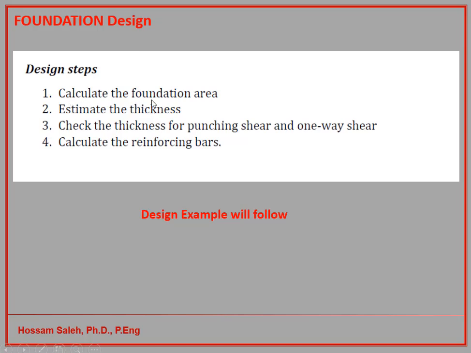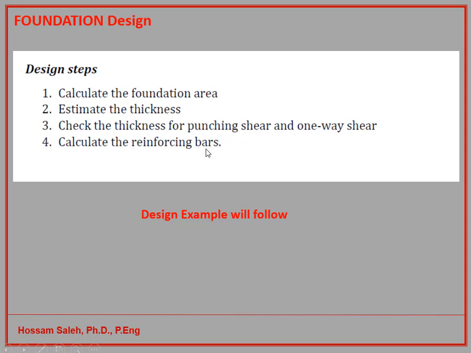So now, if we are going to speak about the foundation design, what are the steps? The first one is to calculate the foundation area. When we calculate the load on the foundation, and we know from the soil report the allowable bearing pressure, I can calculate the area. Then I have to estimate the thickness of the foundation. It's a trial and error. We can start from 500, 600 millimeter depth, and then we check the thickness. Is this thickness adequate to resist the punching shear and one-way shear? We'll speak about that another time. And then we can calculate the reinforcing bars required in the foundation.